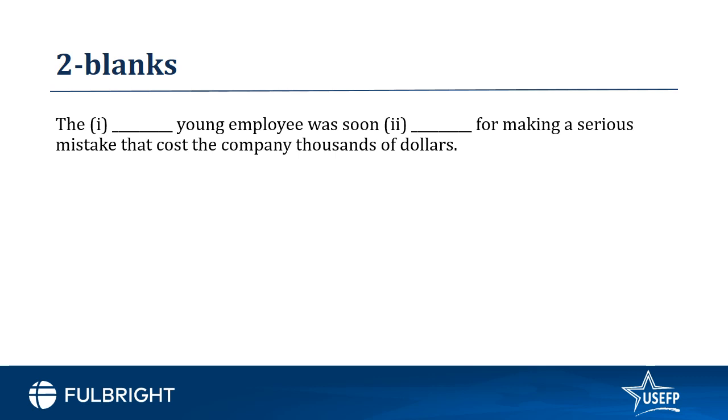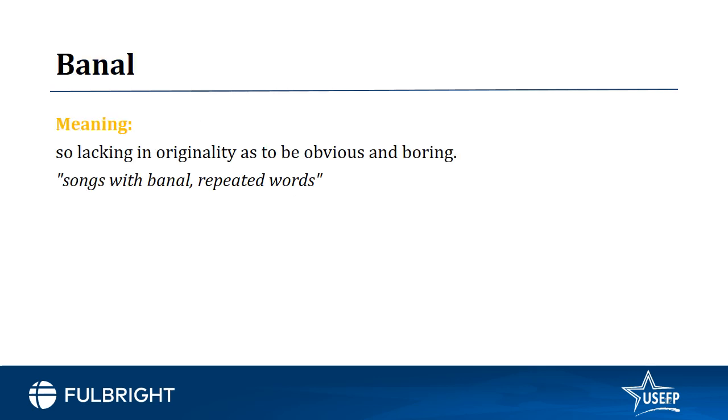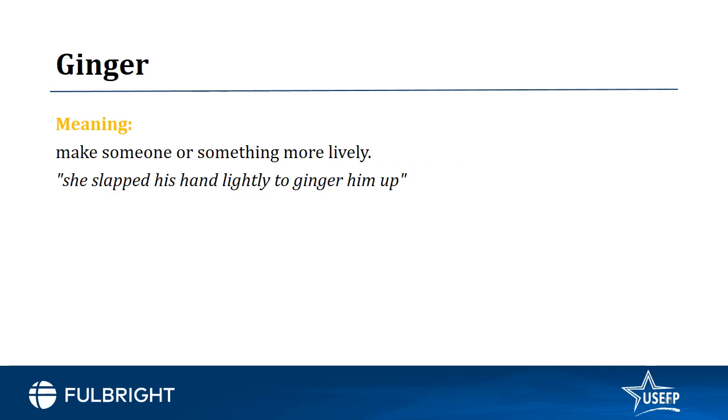Let's look at the answer choices now. So we have banal, ginger, and verdant for blank 1, and enamored, castigated, and deposed for blank 2. Take a couple of seconds to lock in your answer choices. Okay, let's look at the meanings of the words in the question now. Banal means lacking originality. Ginger means to make someone or something more lively.